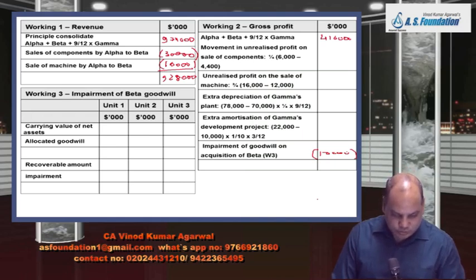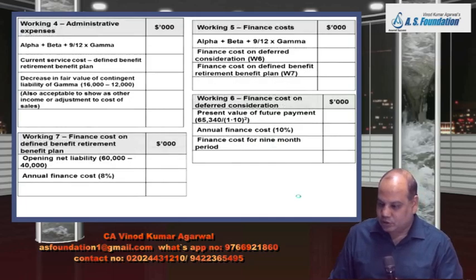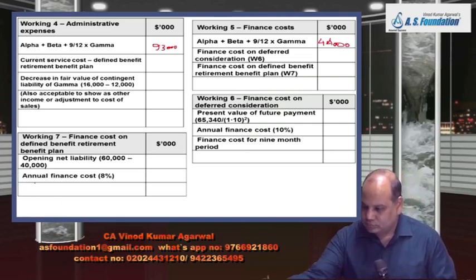Now we'll come to adjustment number 1, which actually we have just now completed. Then acquisition of Gamma. On 1st July 2013, Alpha acquired 40% of equity capital of Gamma. Purchase consideration was comprising of issue of equity share and cash payment of 65.34 million. This we have done. How much finance cost we have recorded? 4,050. Here 4,050.